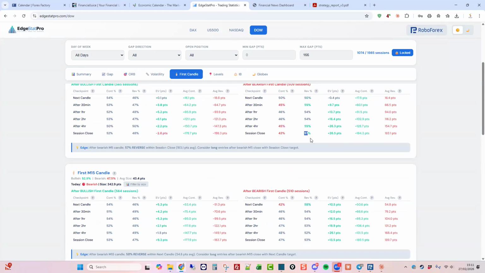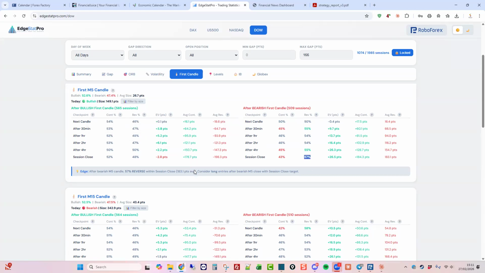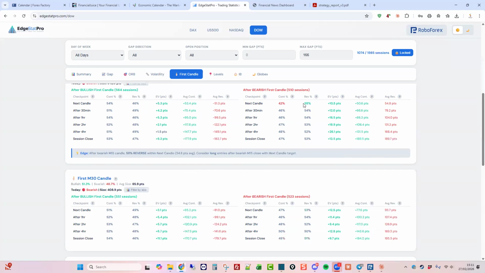So these are edges. 57% probability after the first 5-minute close is bearish with a candle of that size. We actually close 57% of the time below that candle at the end of the session. So it's saying we should, with a 57% probability, shut with a bearish close today. Not that helpful, is it? 57% is not high enough. 5-minute candles, I'm not really convinced about.